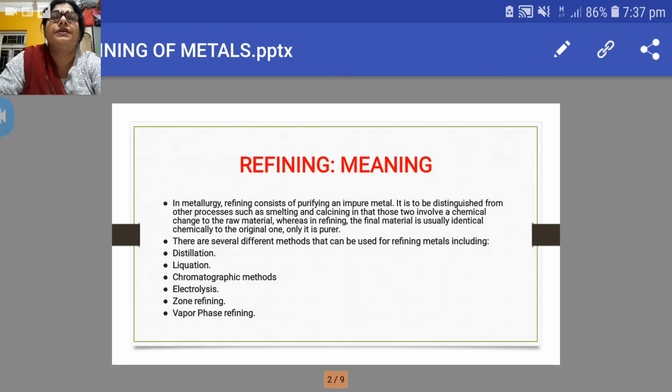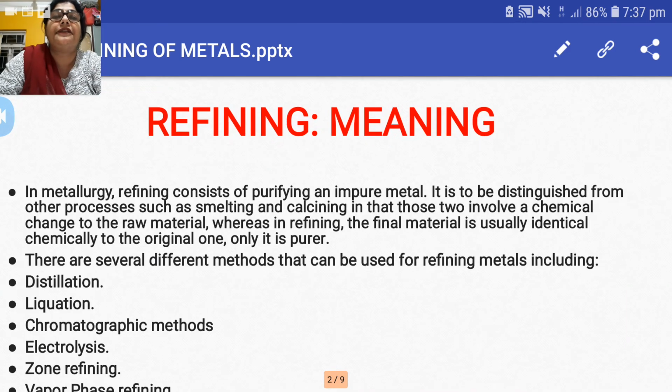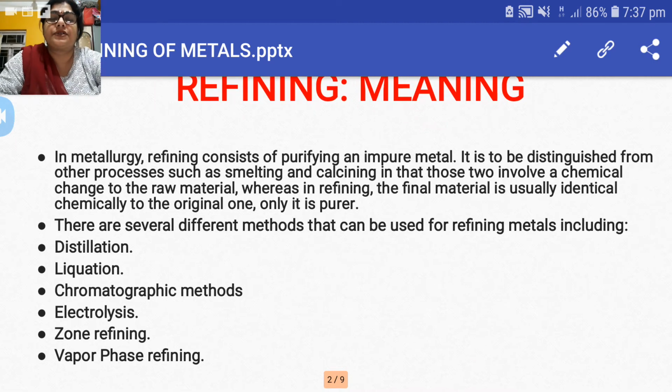Okay, so the first thing we are going to discuss is what is refining. Refining is a process in which we purify the impure metal that is obtained after the reduction of the ore. Various methods are available to purify the metal. The different methods are the distillation method, the liquefaction method, chromatographic method, electrolysis, zone refining and vapor phase refining. The choice of purification method depends upon the nature of the metal and also the nature of the impurities present in the metal.